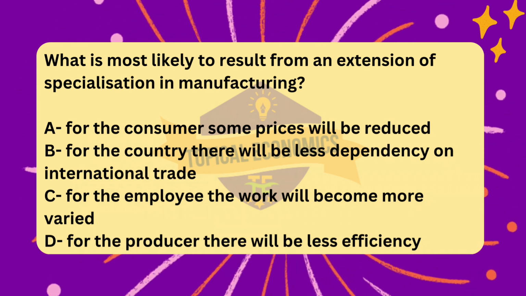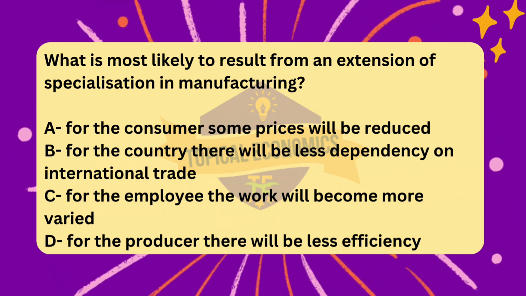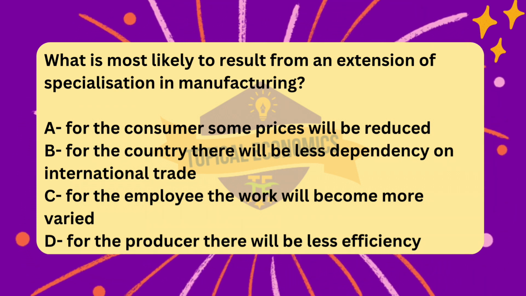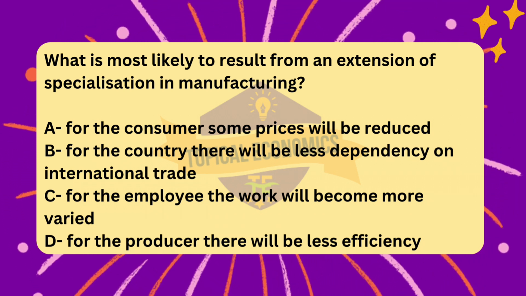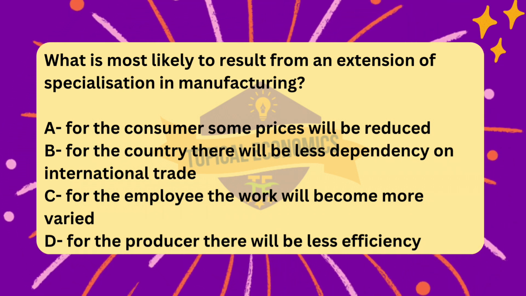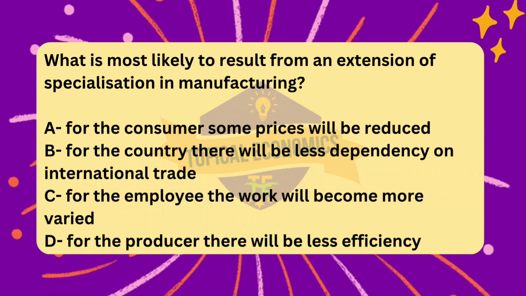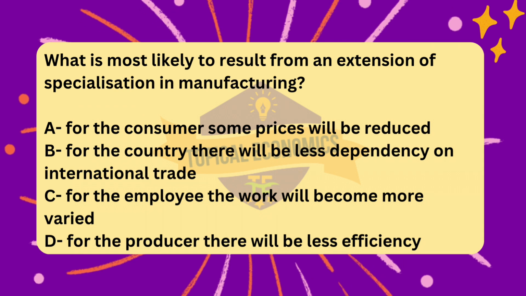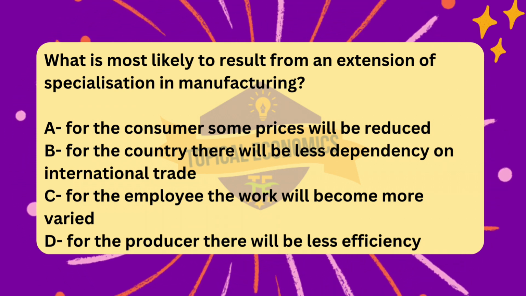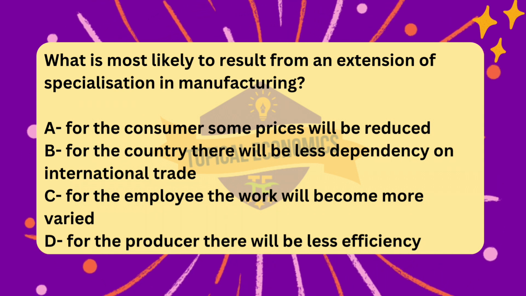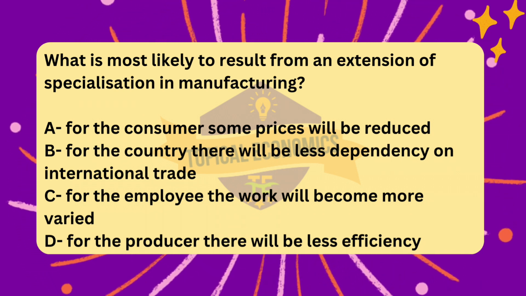Analyzing the other options. Option B. For the country, there will be less dependency on international trade, is not likely to be the case. In fact, extending specialization in manufacturing tends to increase a country's dependency on international trade, not reduce it. As countries specialize, they typically produce more of a narrow range of goods, leading to greater need for imports of goods they do not produce themselves. This creates more reliance on trade with other countries.